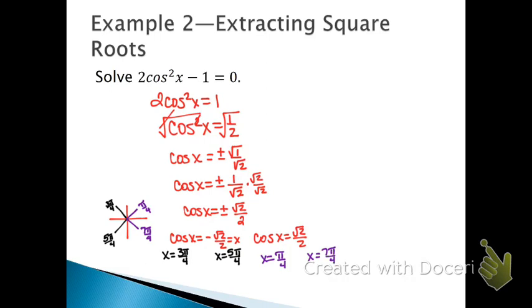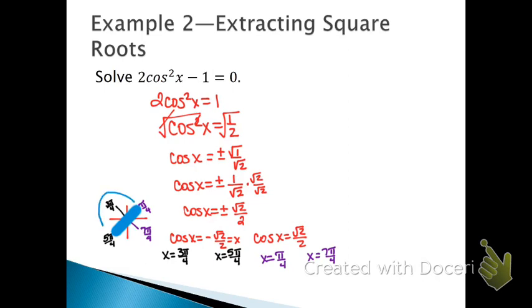Now, each of these would have plus 2 pi in, correct? Yes. But I want to look at something. Let me change colors here. Let's do blue. Look at these two right here. What do you notice about those two? They're pi apart, right? Yeah.